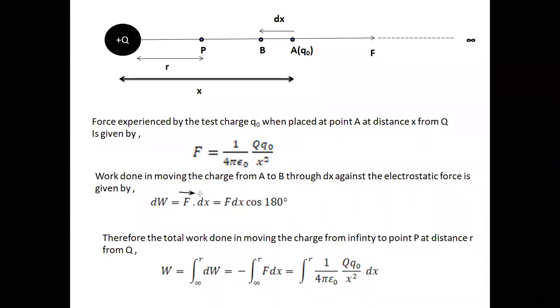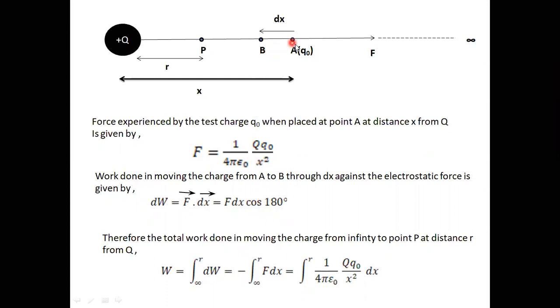This will be my force. This will be my displacement. So this is the dot product between these two vectors, force and displacement. And when we use the formula, you see that F dx cos 180. Why have we written 180?